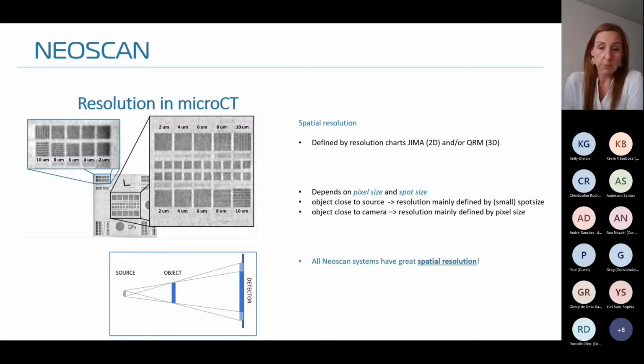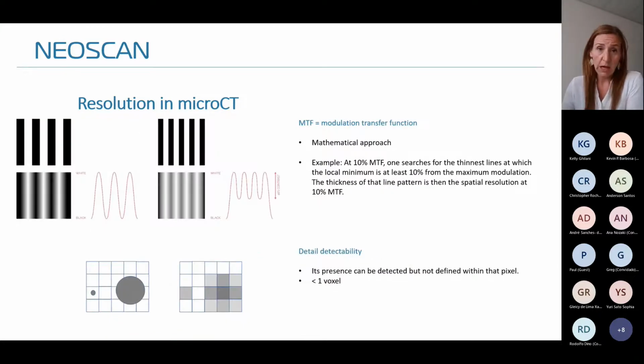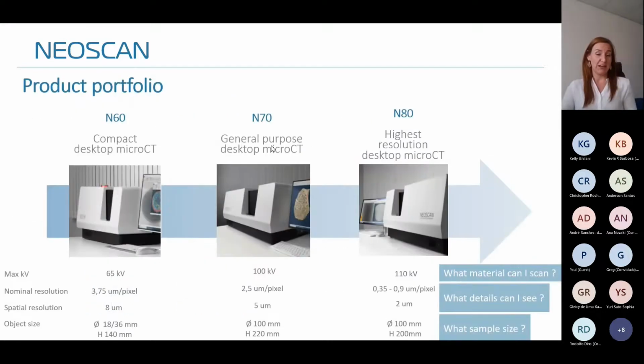It is important to remember that spatial resolution ultimately defines what can be seen in an image, and that all NeoScan systems have a superb spatial resolution. Now, just for completeness, I would like to mention that when talking about resolution in MicroCT, you might also run across the topics of the MTF, which is the modulation transfer function, and detail detectability. But let's not make it too complicated or technical today. So let's move on to the final question that we had.